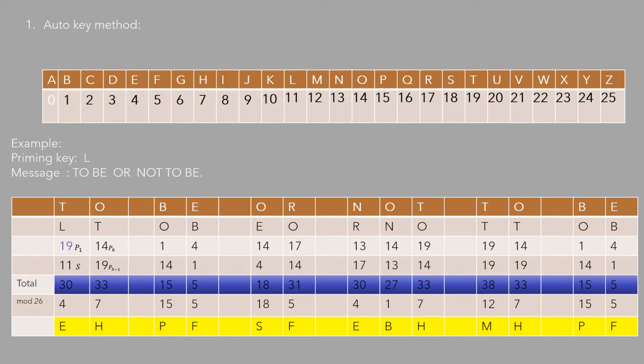So in the first column, P1 is 19, S is 11. So we are going to add them together because we need P1 plus S as C1, and PK plus PK minus 1 is CK mod 26. So in the first case, I'm adding P1 and S, which is 30. Using modular arithmetic mod 26, I get the answer as 4. The same way for the second one, it is 14 and 19 added together.